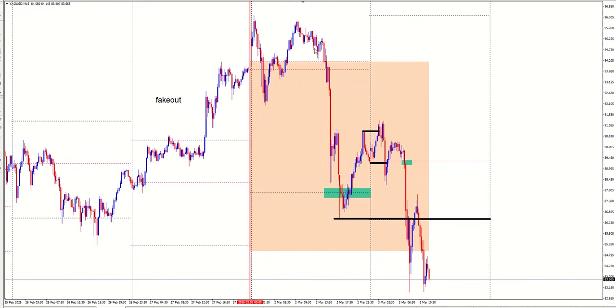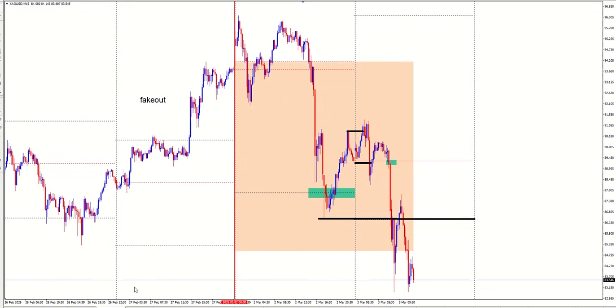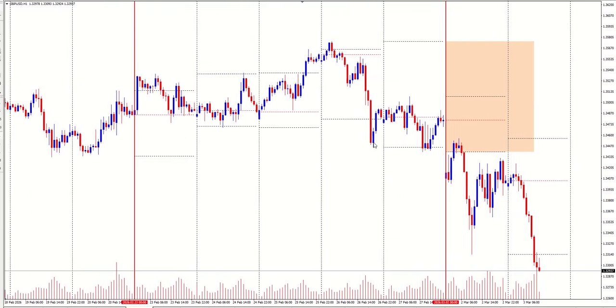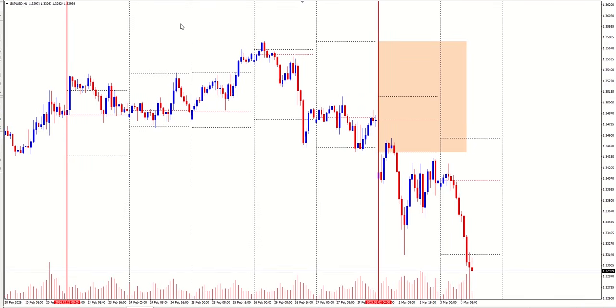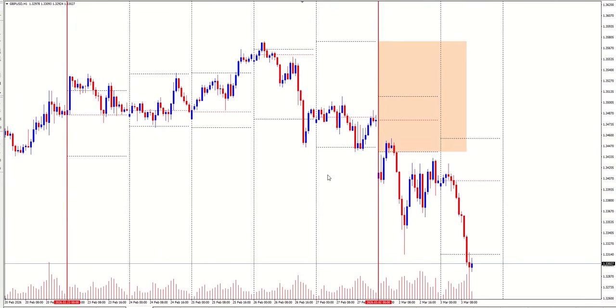All right, and remember, every week starts with its own manipulation. All right, so this is crucial information to understand. Okay, here's another one. We spoke about stop hunts, right? Now let's look at breakouts quite quick. Very important. So if you pay close attention, you'll see that it's important to also look at the weeks.